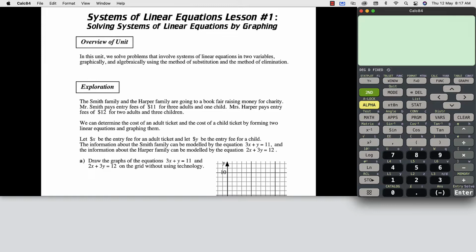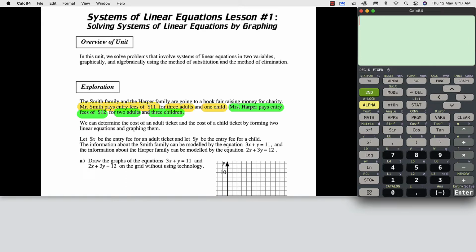We got the Smith family and the Harper family, and they're going to a book fair, and Mr. Smith pays $11. Most of these are going to be word problems, so you're going to have to learn to pick out the important information. So Mr. Smith pays $11. Well, what does he have? He's got 3 adults and 1 child. Then Mrs. Harper shows up, and she pays $12 with 2 adults and 3 children.